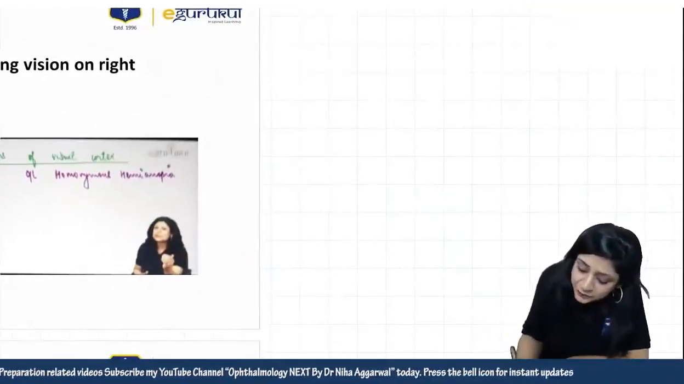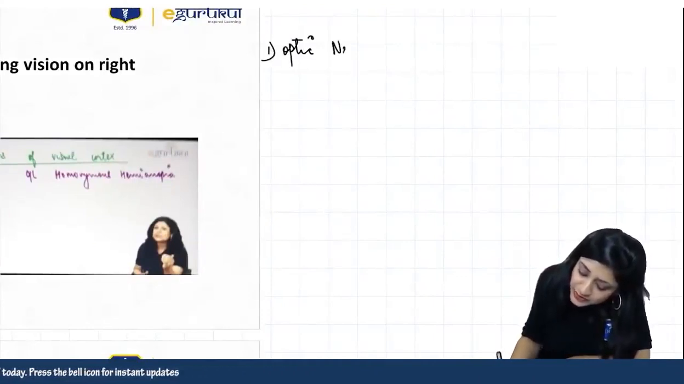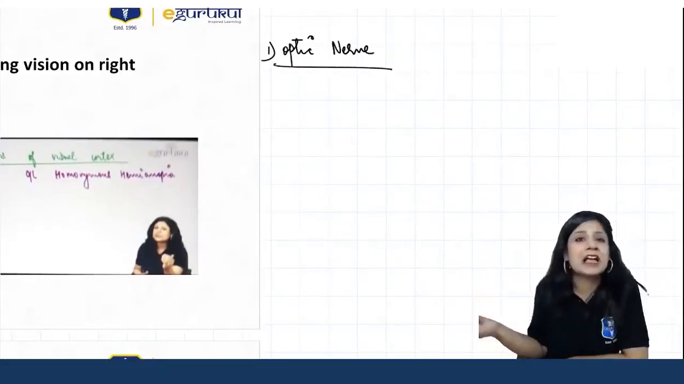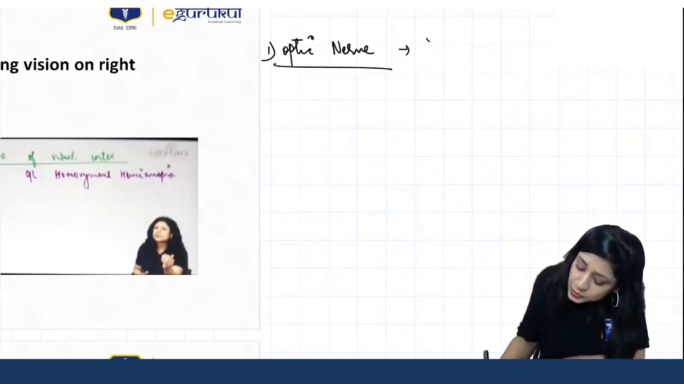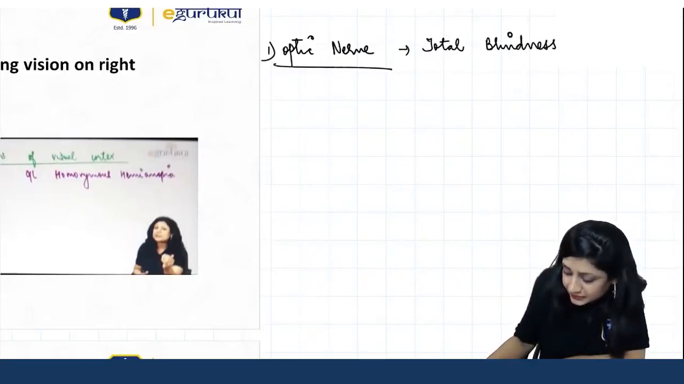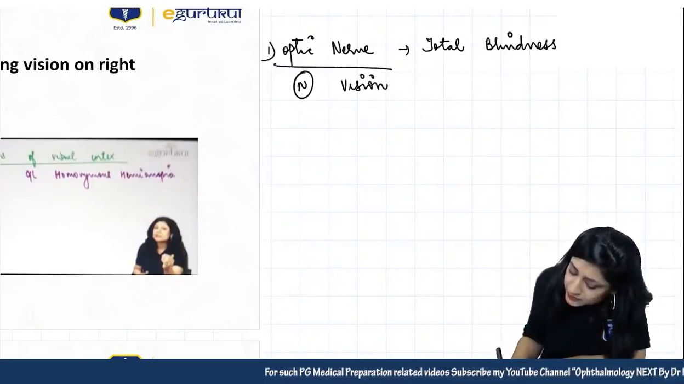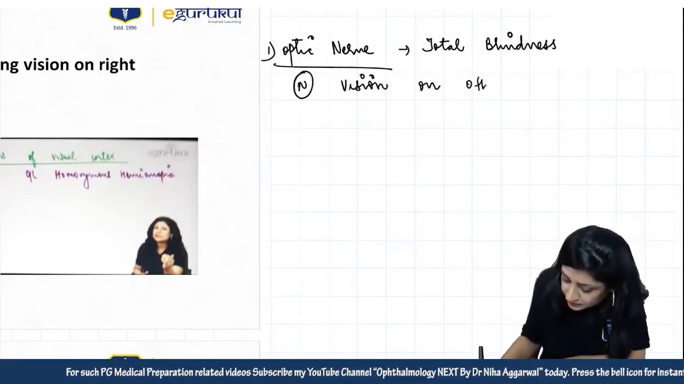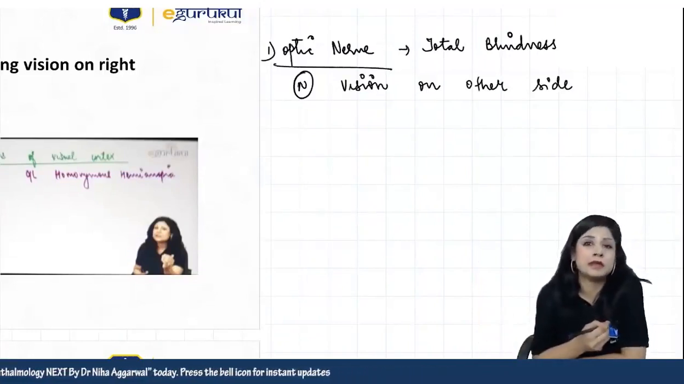If I start first with the optic nerve, okay? This we have discussed fully in our class notes as well as e-Gurukul also. In the optic nerve I will get total blindness on the same side, total blindness ipsilateral, that is same side. And we will have normal vision on the other side. Okay? So this is not homonymous hemianopia.